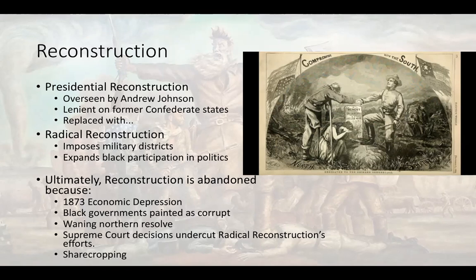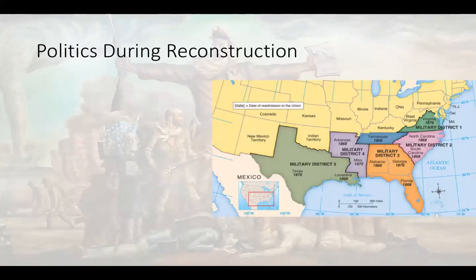Supreme Court decisions undercut the radical efforts, namely the Slaughterhouse cases and U.S. versus Cruikshank, if those ring a bell. And then, of course, the perpetual existence of sharecropping made it really difficult. Without a change to the economic forces, there was little chance that Reconstruction was going to really take hold.